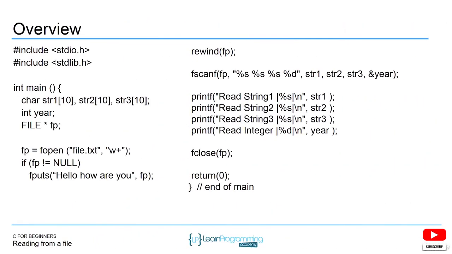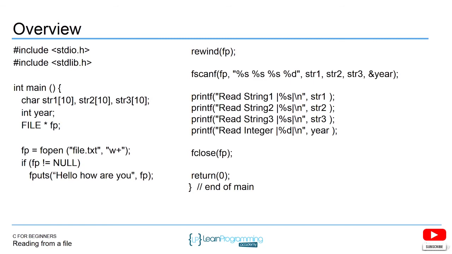So here's what it looks like. You'll notice that the main is creating 3 character arrays, str1, str2, and str3, just 10 bytes each. We create an integer called year. We create a file pointer. The first thing we do is open up the file, in this case for reading and writing, but we're not going to actually write anything to it. We're just going to display what we're reading from it. We check to make sure the file pointer is not equal to null, and then here we're actually putting something in the file, fputs. We haven't talked about that yet, but this is writing something. Focus here on the fscanf.